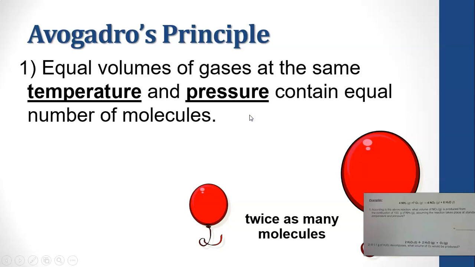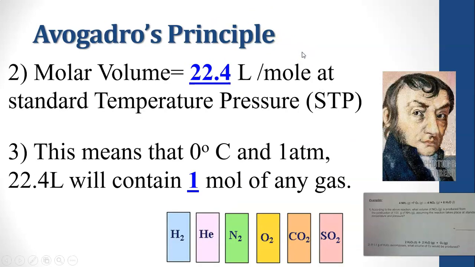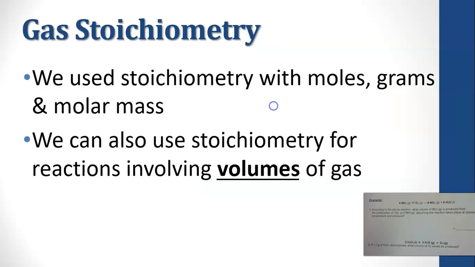Equal volumes of gases at the same temperature and pressure contain equal numbers of molecules. That is called Avogadro's principle. Molar volume is equal to 22.4 liters per mole. That means in 1 mole of any gas at standard temperature and pressure, the volume is exactly 22.4 liters. Now that's any gas. This means at 0 degrees C and 1 atmosphere, 22.4 liters will contain 1 mole of any gas, or 1 mole of any gas will have a volume of 22.4 liters.